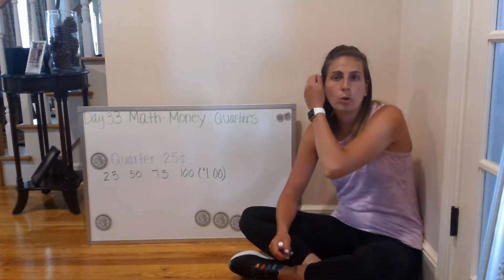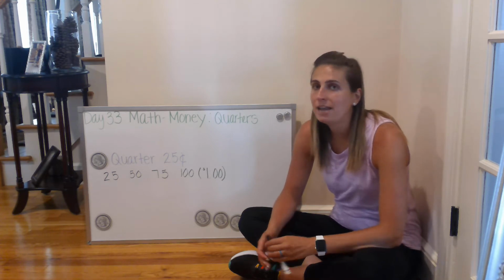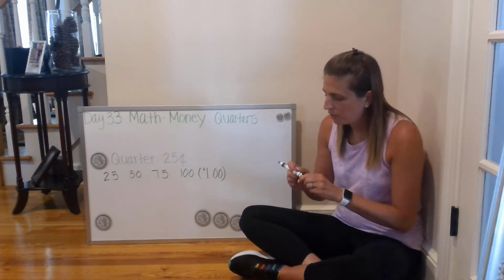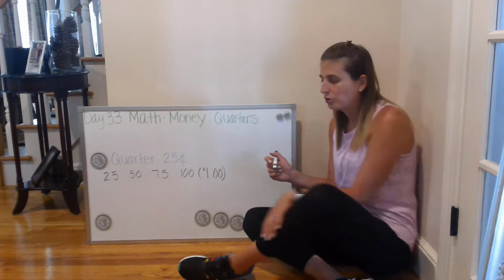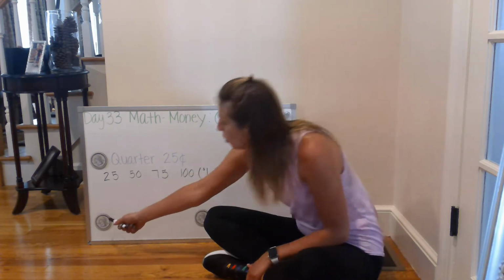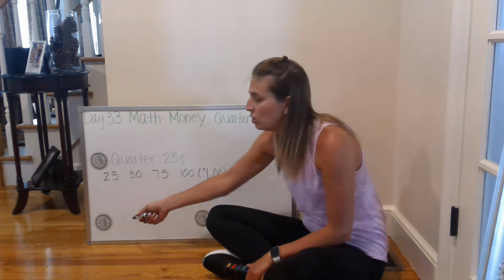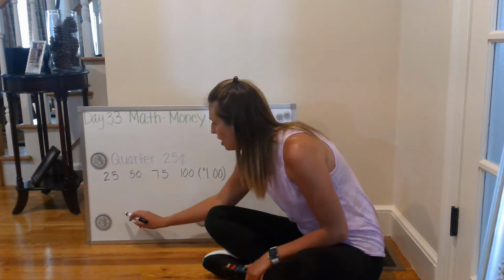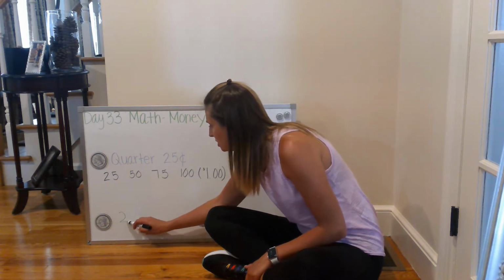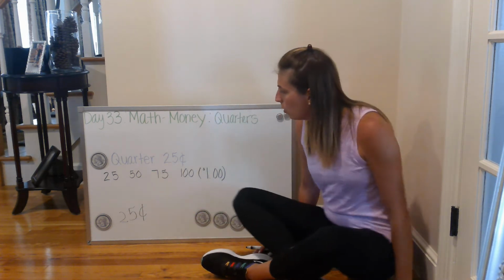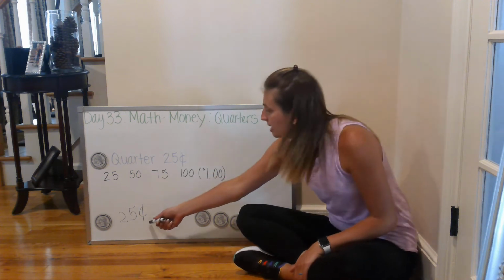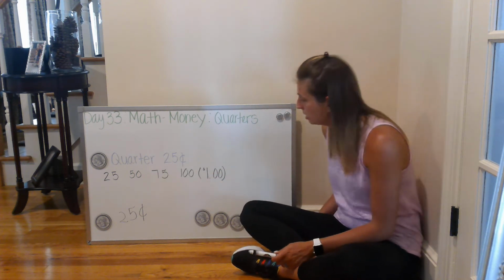Then I'll explain the worksheet that you're going to be completing today for math. So my first group is I want to determine the total amount that I have in that group. Since there's only 1 quarter, I know that 1 quarter equals 25 cents. So my group of quarters here is worth 25 cents. We want to make sure that we always include the cent sign when we're talking about money.